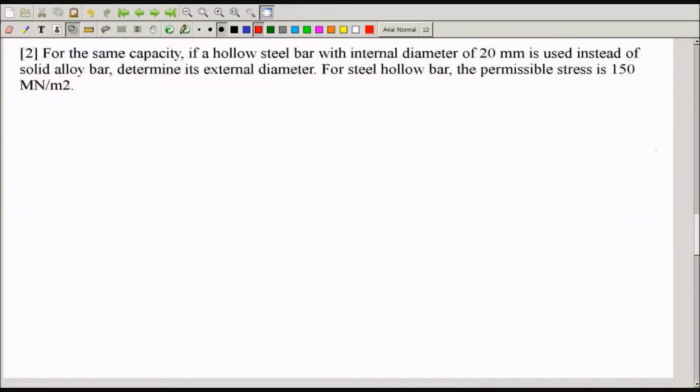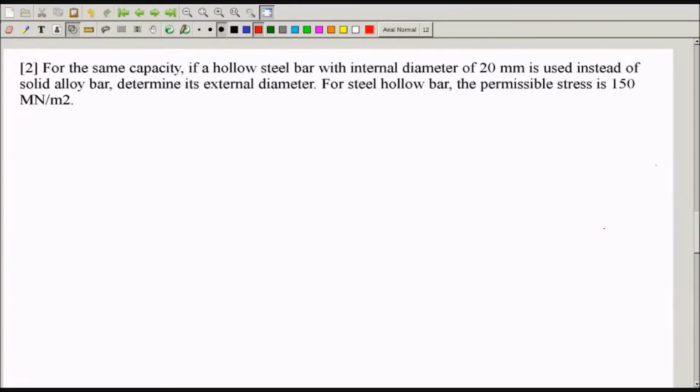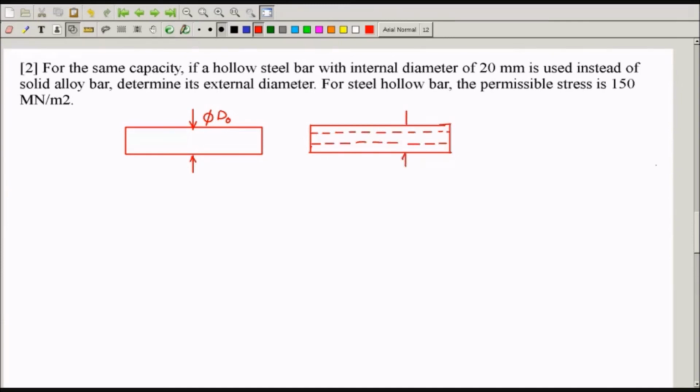One more exercise. For the same capacity, if a hollow steel bar with internal diameter of 20 mm is used instead of solid alloy bar, determine its external diameter. For steel hollow bar, permissible stress is 150 meganewton per meter square. Now, there are two cases here. One case is solid bar, with diameter equal to, I will say, d naught. And the other case is the same bar with a hollow cross section. Outer diameter is d naught only, but inner diameter I'll call di. Both are subjected to the load of same magnitude.